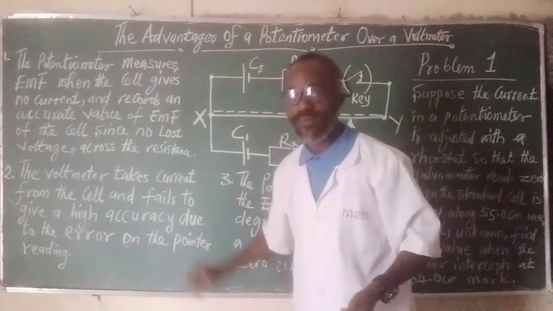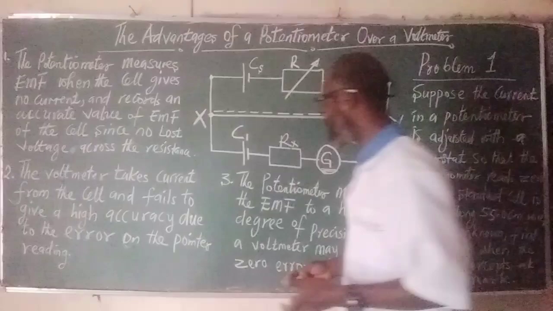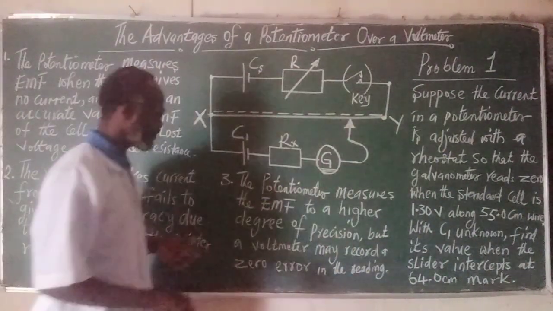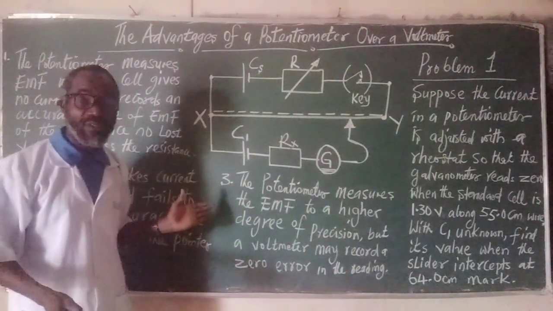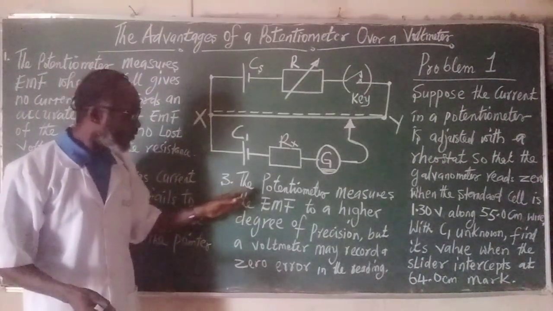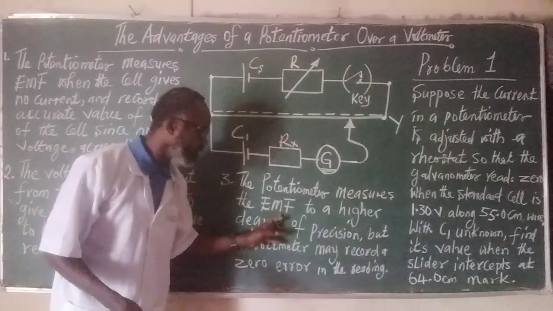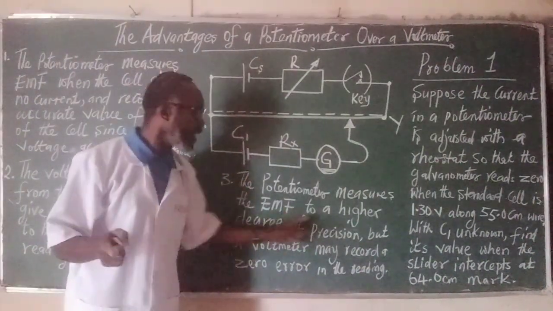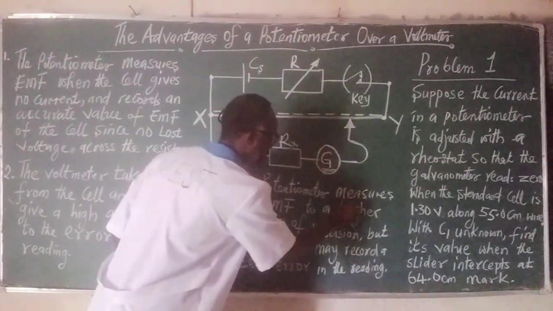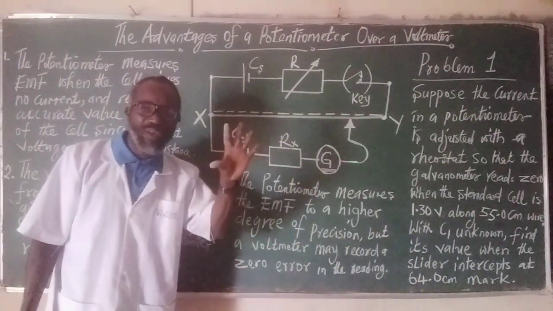Now let's look at the third one. The third advantage. Look at this. Very simple. I hope you're still there. The potentiometer measures the EMF of the cell to a higher degree of precision. Perfect.